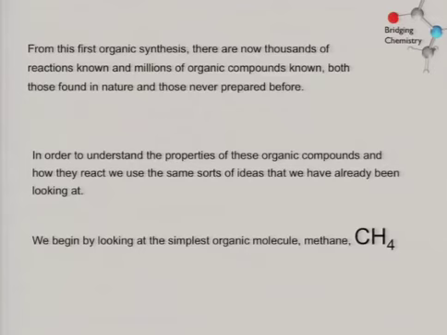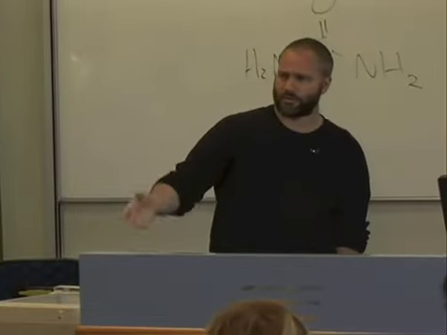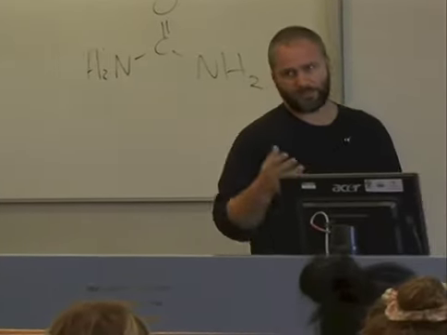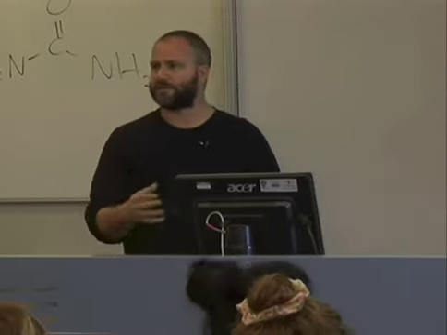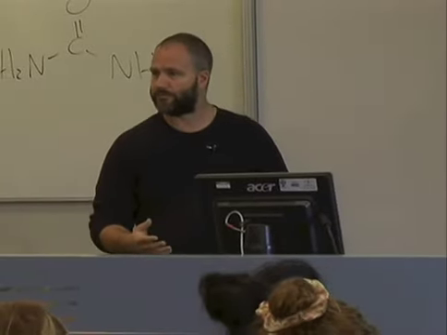But what you find is that in order to understand the properties of these organic compounds and how they react, we use the same sorts of ideas that we've already been talking about. Because remember we said back last week that there's really only 3 types of chemical reaction. There's precipitation reactions, there's acid-base reactions, and there's redox reactions. And that applies to organic chemistry as well. Right? At the end of the day, we can understand all the organic reactions in terms of those 3 things. It does mean we have to slightly modify our definition of an acid and a base, but we'll come to that tomorrow.